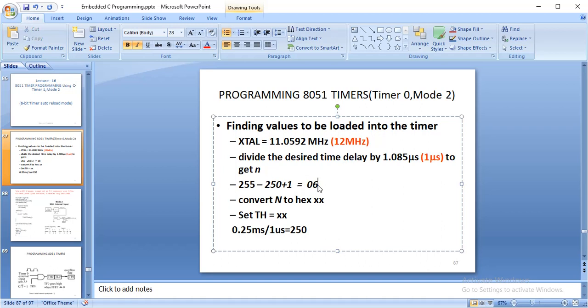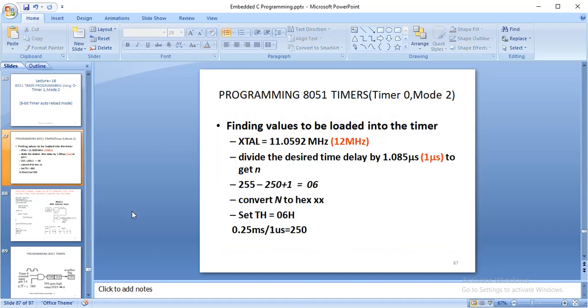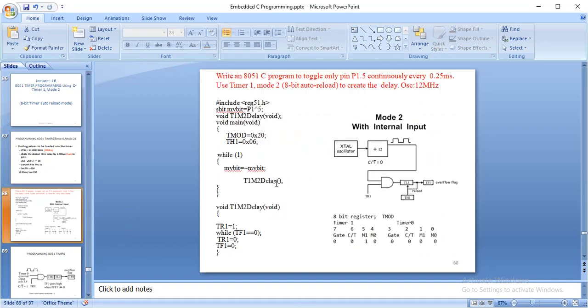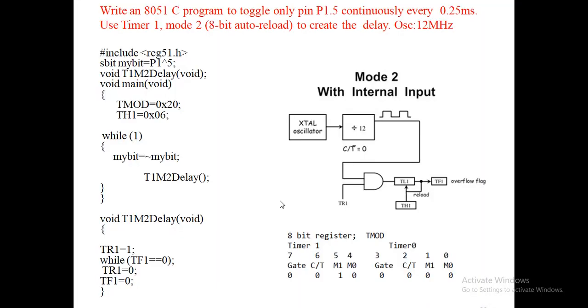You convert 6, this decimal number, into hexadecimal, you will also get 06. So this is 06H. This is the hexadecimal value. So I keep this 06 in this program. So 0x06 is loaded in TH1. Here I am not using TL1, but in the case of mode 0 and mode 1, I used TL0 and TH0. Both registers I used. Here, because of 8-bit auto reload, I am not using TL1.